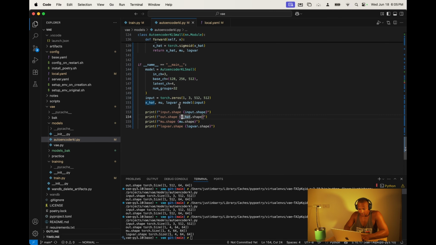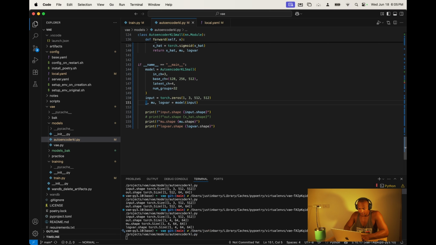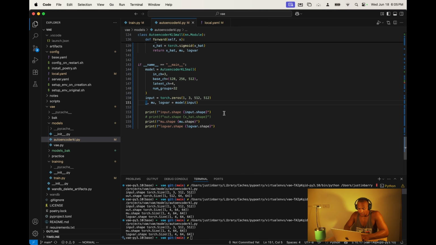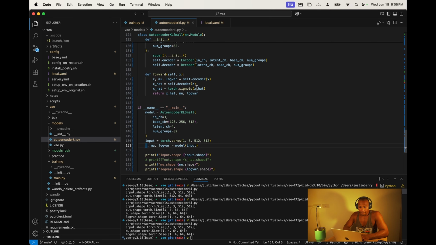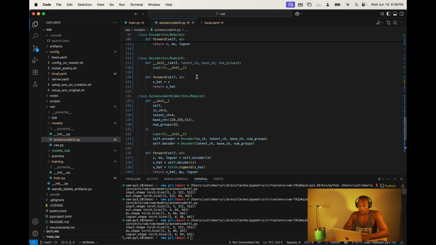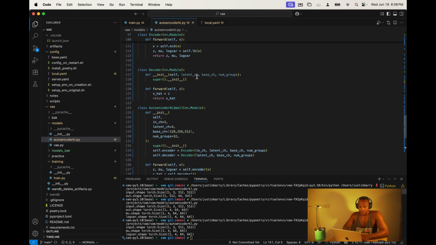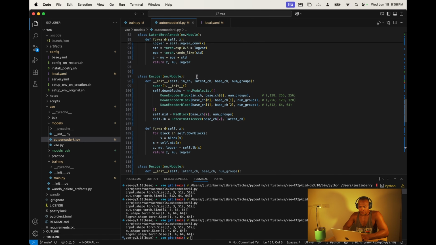Okay. Yeah. So the shape of everything. Wait, hold up. X hat. Let's comment out this X hat for now because it's not really X hat, it's Z. But all the shapes do look correct. They should all be 1, 4 by 64 by 64. So, all right. That's our encoder.